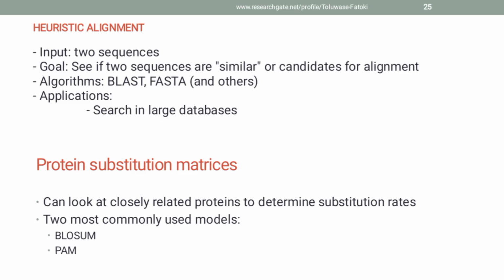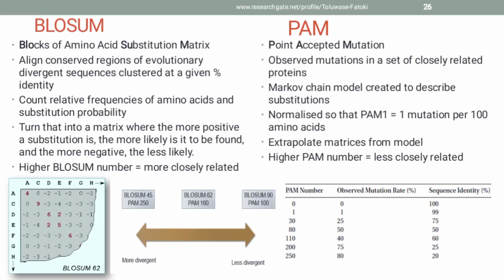Okay, there are two most commonly used models. We have the BLOSUM and then we have the PAM. I will tell you the full name now. If you talk about BLOSUM, that is the blocks of amino acid substitution matrix. It can align conserved regions of evolutionarily divergent sequences, clustered at a given percentage identity. It can capture their frequency of amino acids and the rate at which the substitution takes place.